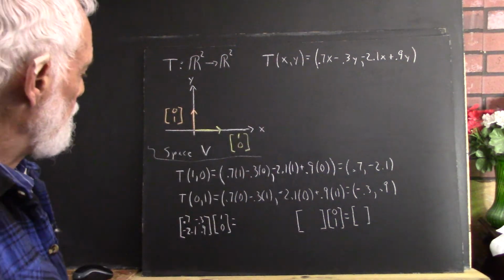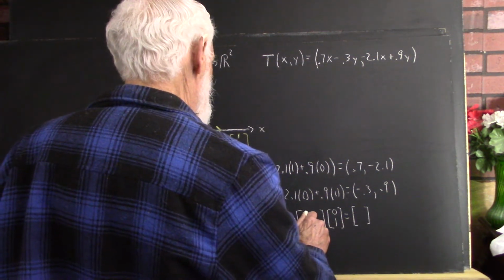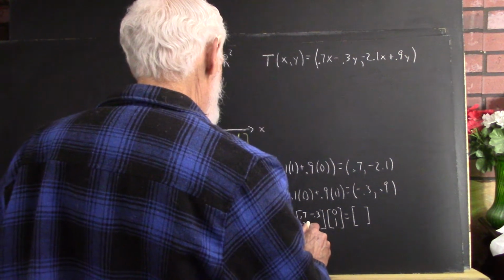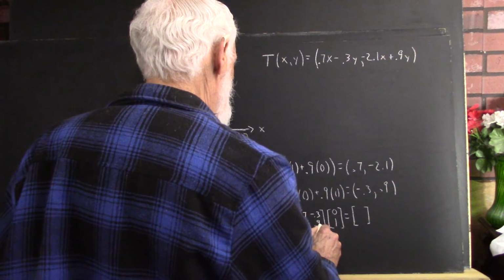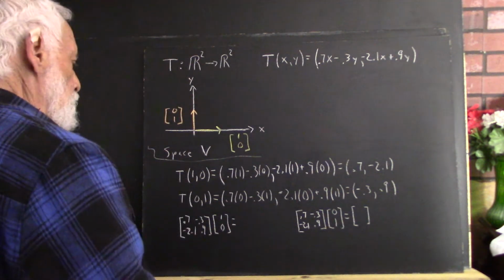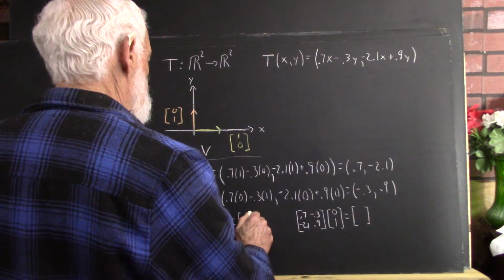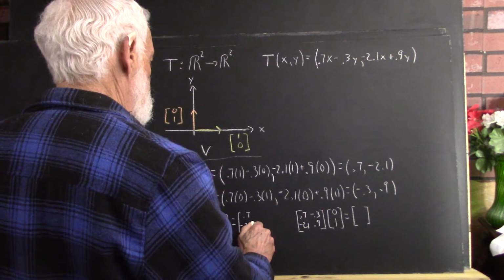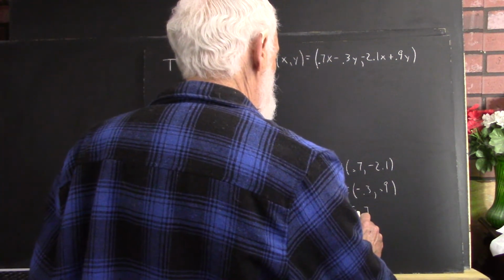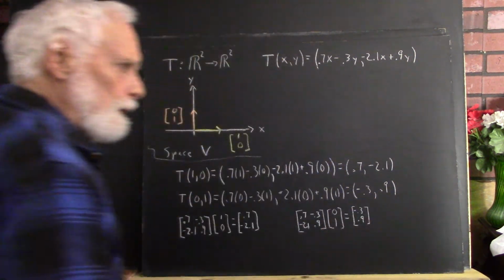And similarly, then, if we multiply the same matrix by the vector 0, 1, we get the same result we do here, and it's easy to check that out. So we see that we get 0.7, negative 2.1, just as we did here, and we get negative 0.3, 0.9, just as we did here.